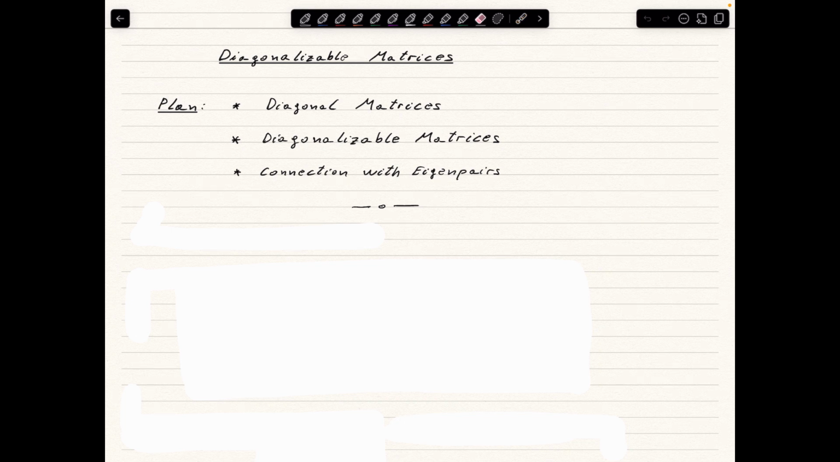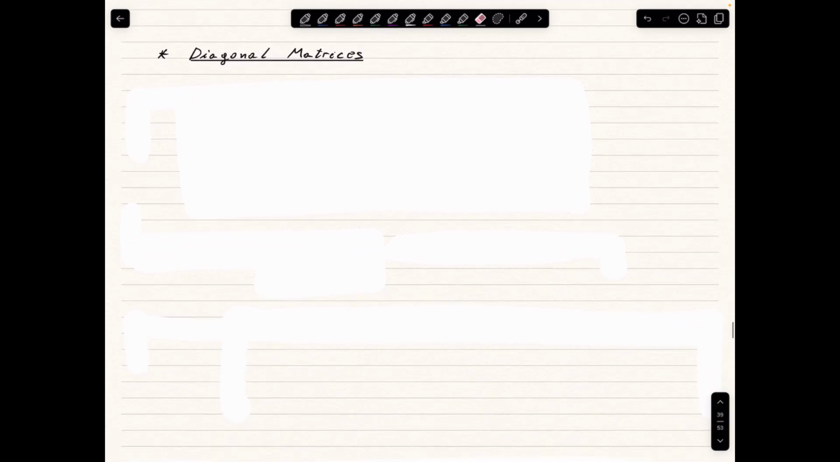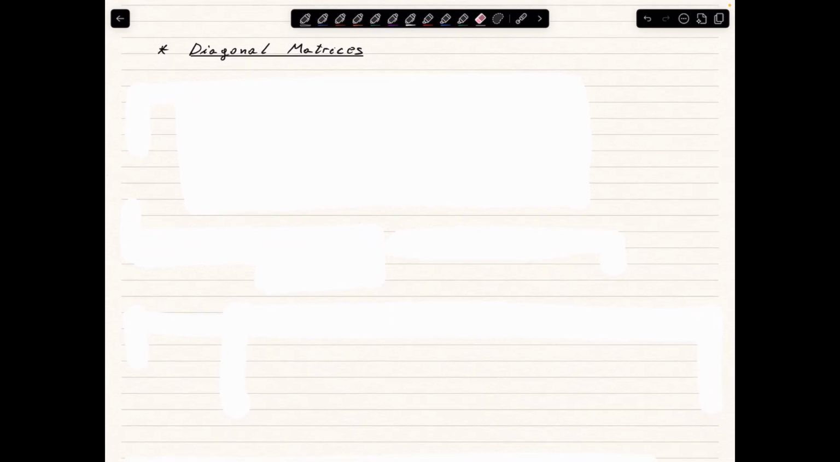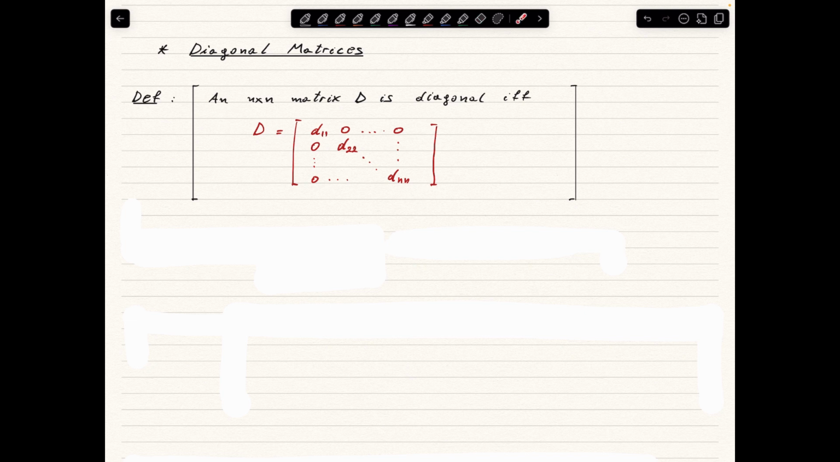Let's start by introducing a simple type of matrices called diagonal matrices. These are matrices that have the following form. An n times n matrix D is called diagonal if and only if it has this form. So we have non-zero coefficients in what we call the diagonal of the matrix. Recall this is a square matrix, the same number of rows as columns. So we have a diagonal of elements, and these can be arbitrary numbers, but anything outside this diagonal is 0.